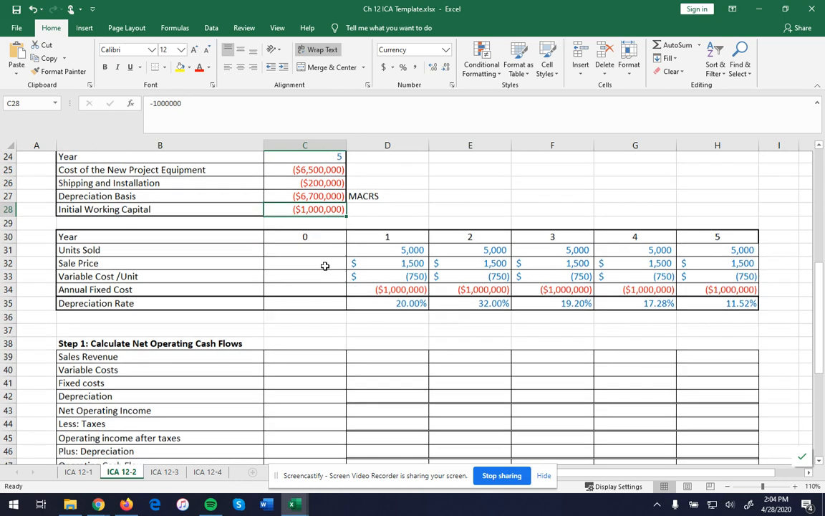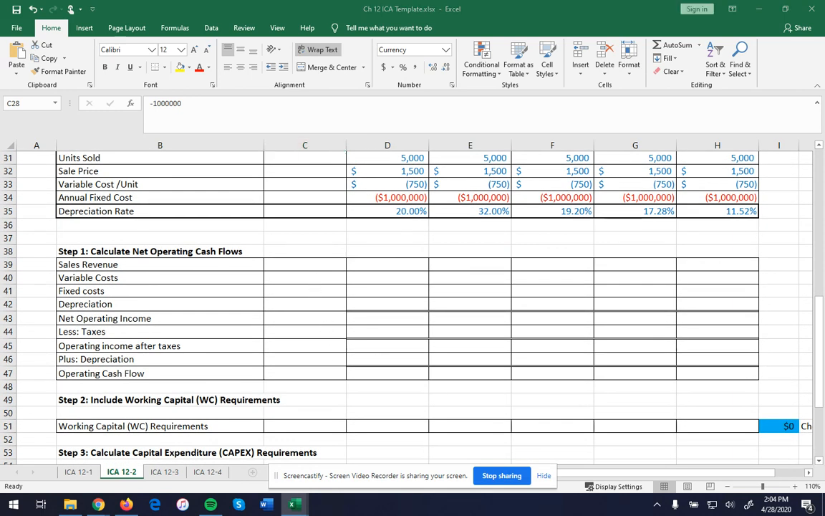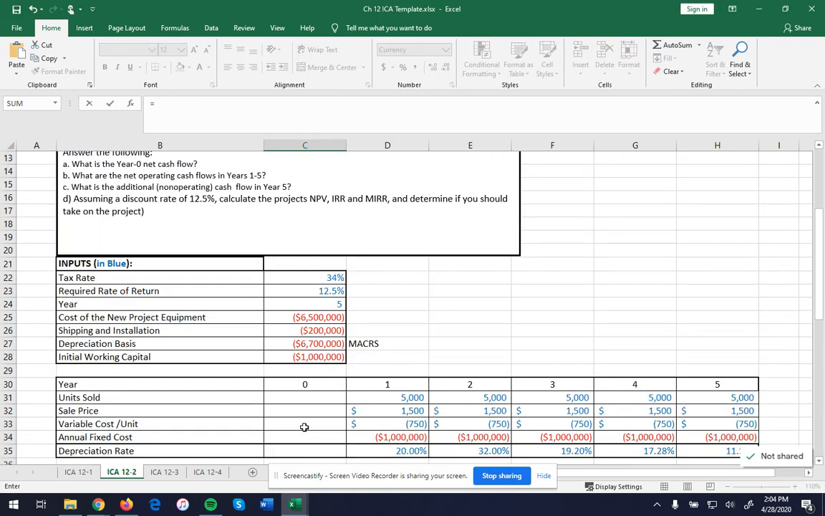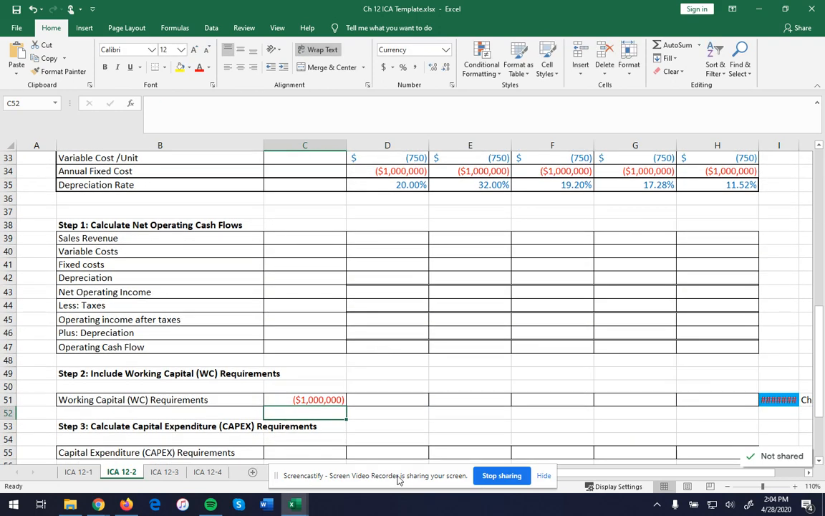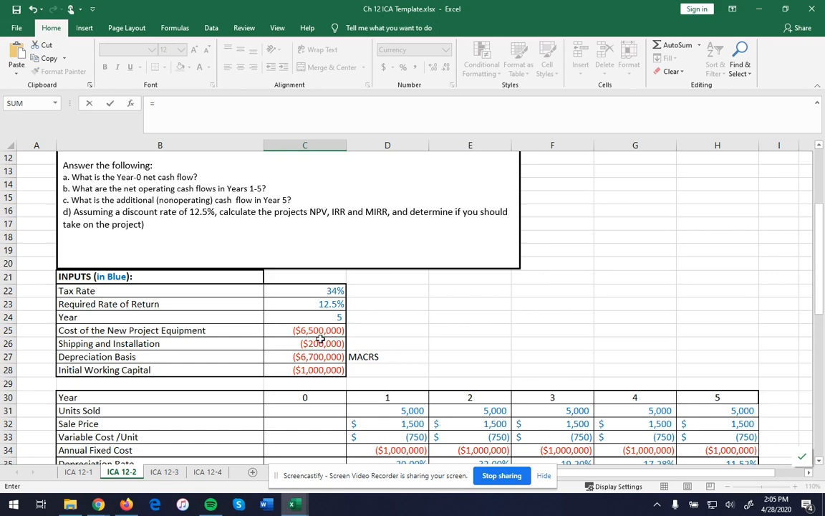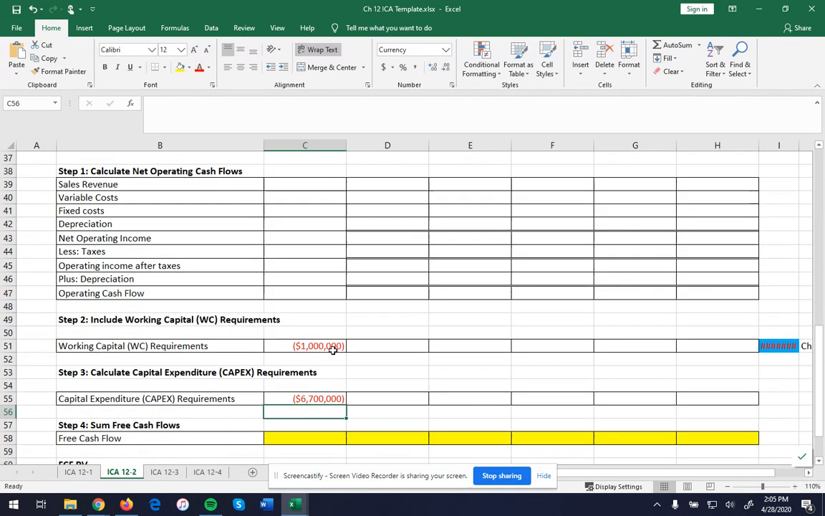Okay, so any year zero cash flows that we need to look at. The first one is working capital, which we know is $1 million. We have to pay that to buy the raw materials to work on things. We know our capital expenditures are going to be our $6.5 million plus the $200,000 to get the machines up. So we have working capital as raw materials, that's product.